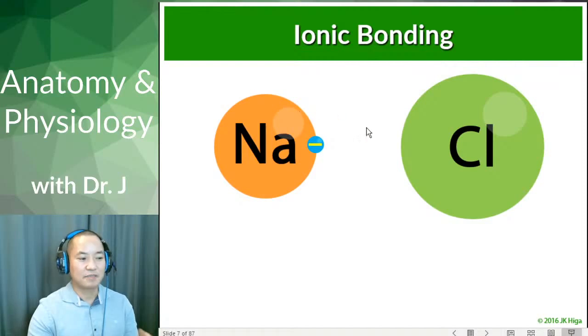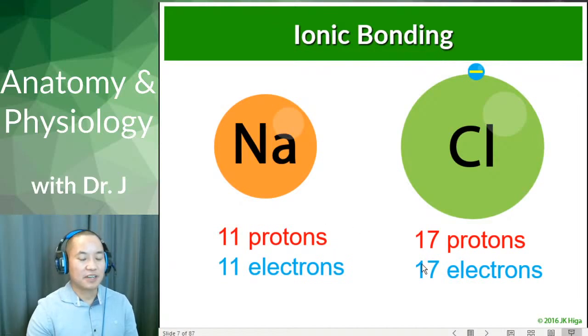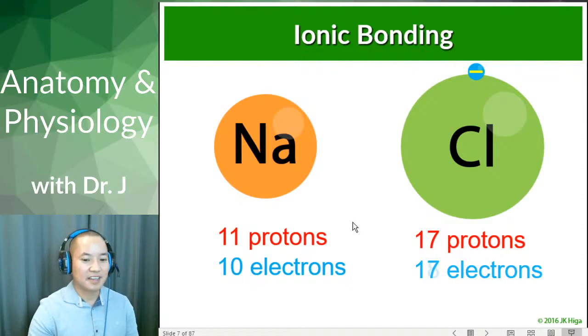If you just had an equal amount of protons and electrons for sodium, it actually likes to get rid of that extra electron. It's more comfortable having one less electron than its protons, and chloride actually likes having one more electron than it does protons. So what happens if you transfer one electron from sodium to chloride? Well, you have 10 electrons on sodium and you have 18 electrons on chloride.